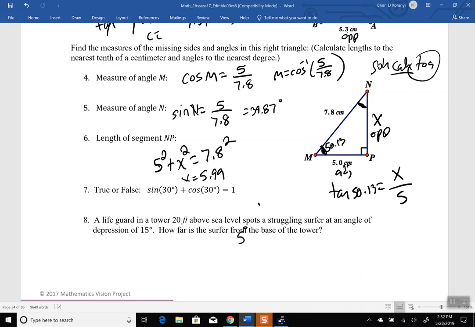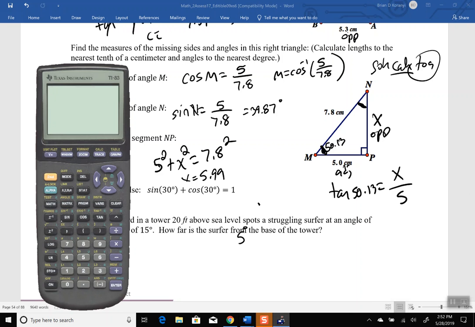Good. True or false, sine of 30 degrees plus cosine of 30 degrees equals 1. You can plug this into your calculator. Sine of 30 plus cosine of 30 does not equal 1.